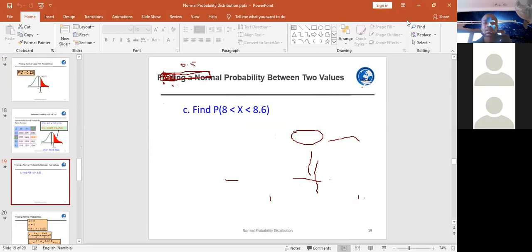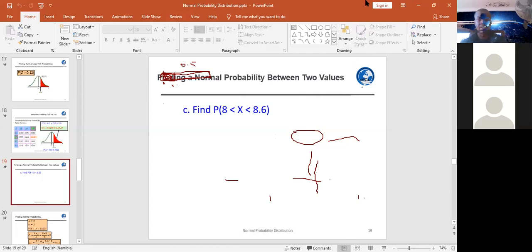Now let's look at the last part that I will do, for the in-between. Because sometimes you want to find the probability that the mass can be between, or the time will be between 8 seconds and 8.6. Or you want to find maybe the probability that a student can score between 60 and 70.